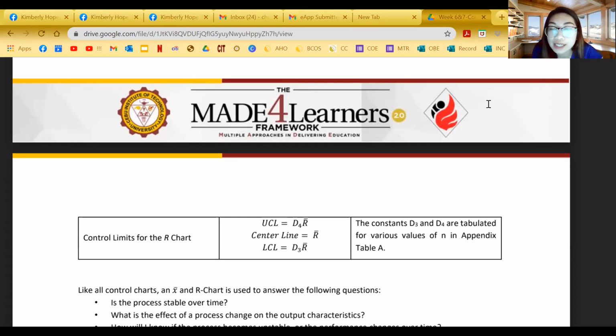Again, my question is, another question. Okay, sige. Again, I'll repeat ha. X and R charts are two different charts. Let's just say for the X chart, it says that the process is capable. But pag R chart, the process is not capable. Is that possible?